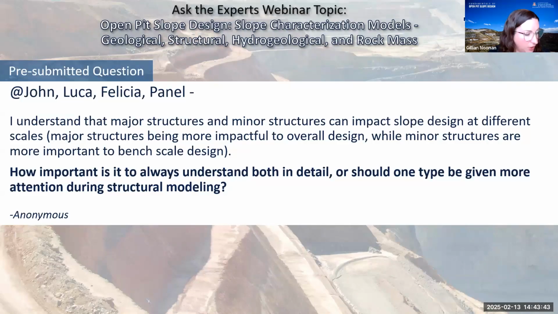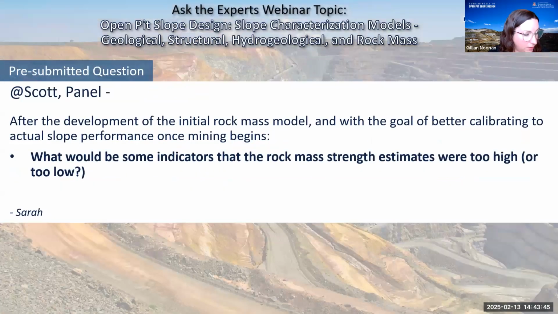All right, I'm going to pull this question up that is addressed to Scott, and then we will open up to the panel. So Scott, after the development of the initial rock mass model, and with the goal of better calibrating to actual slope performance once mining begins, what would be some indicators that the rock mass strength estimates were too high or too low?